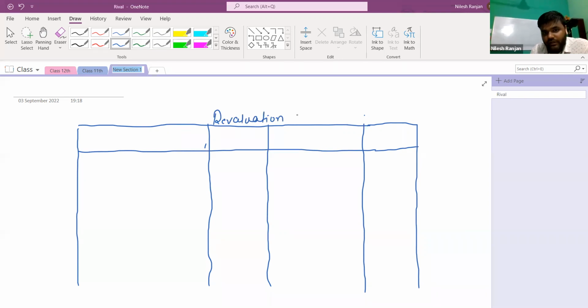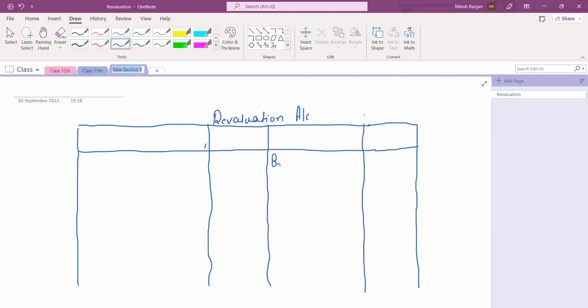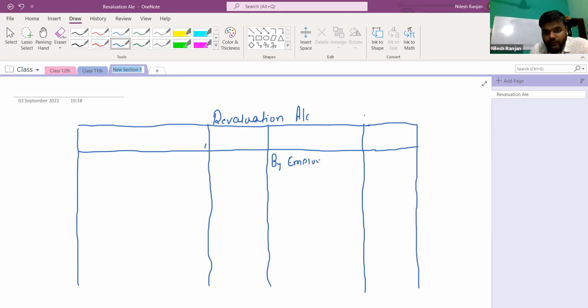So we have to prepare the revaluation account here. The first item given is that employee provident fund is to be increased by 5,000. I told you that employee provident fund is our liability and we have to increase it, so that is a loss for us. Yes, sir. So by employee provident fund. Actually, it is also called employee PF.